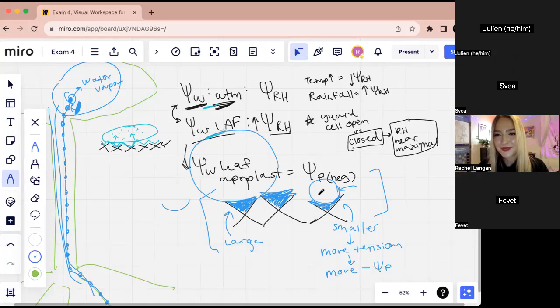Yeah, what does LAF stand for? What is what? LAF? Yeah, it's the second line. It's the leaf airspace. So if this is the leaf apoplast, oh, this is the leaf airspace, so LAS, not LAF. Yes, sorry. I don't know why I put F.